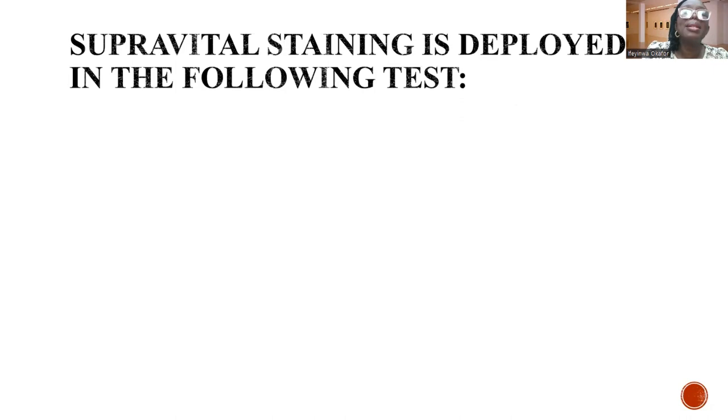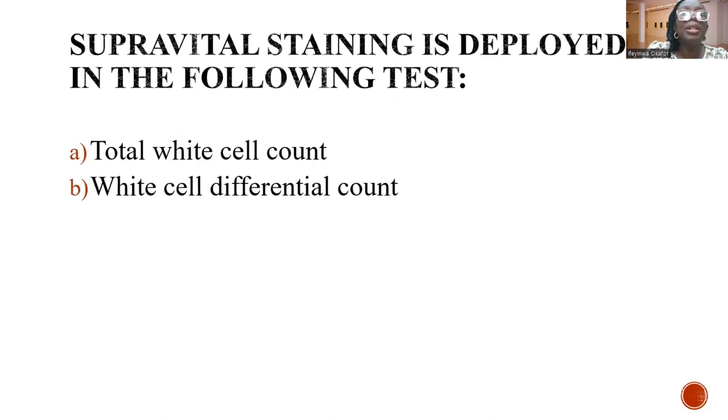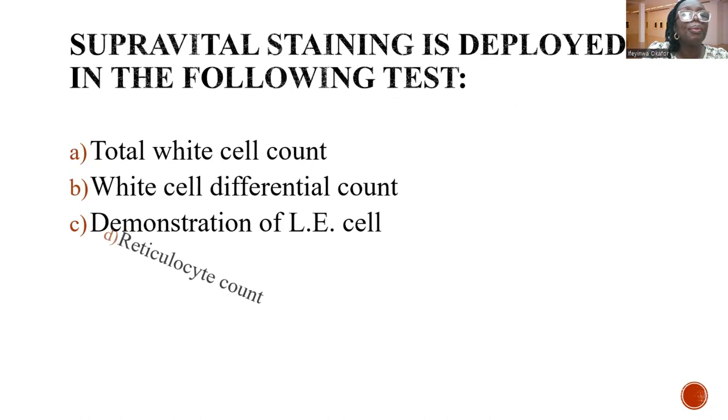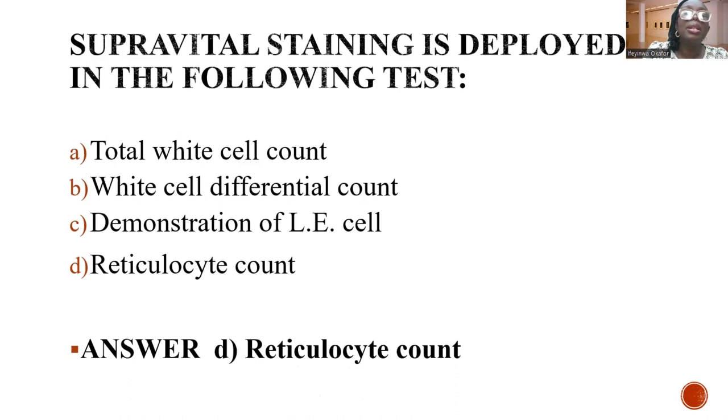Supravital staining is deployed in the following test: A, total white cell count; B, white cell differential counts; C, demonstration of LE cells; D, reticulocyte counts. Answer is D, reticulocyte counts.